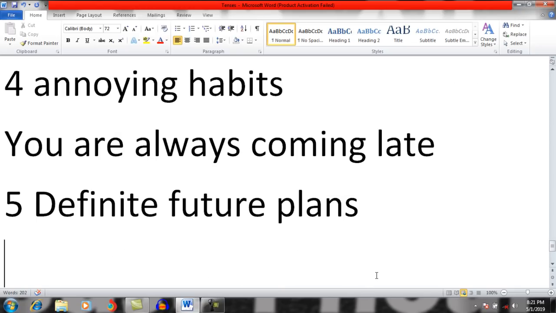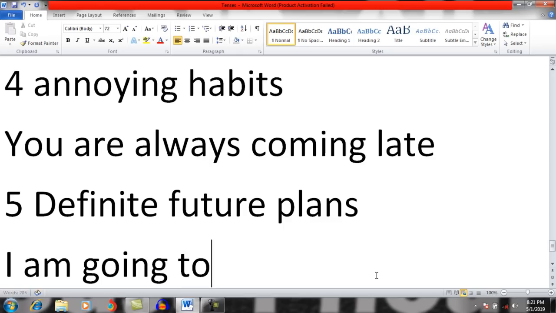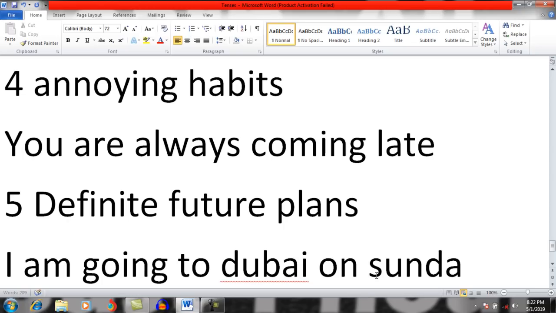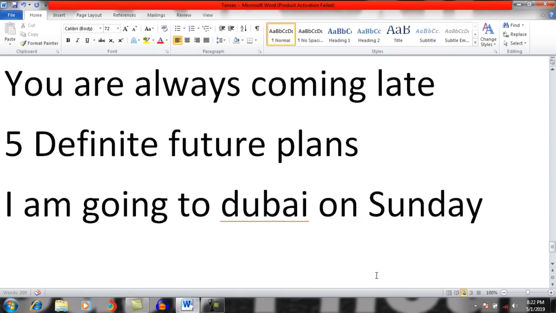Another point: we use present progressive for definite future plans. Those plans which you have made and which you don't want to change, and you want to do at a specific time or period, like this: I'm going to Dubai on Sunday. I made a plan and I have the intention to go to Dubai on Sunday. So now this is fixed. I have fixed this plan and I don't want to change it. So this is now definite and clear. In that case, we use present progressive tense. So these are the situations where we use present progressive.